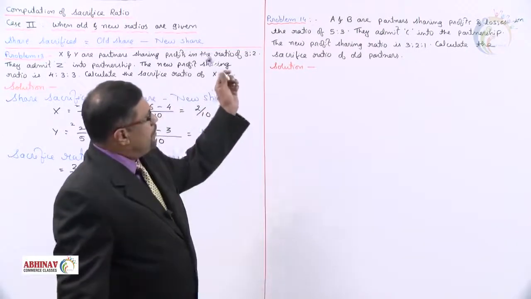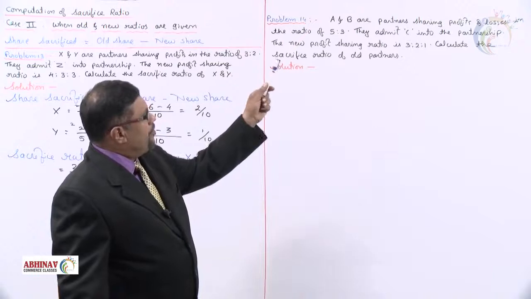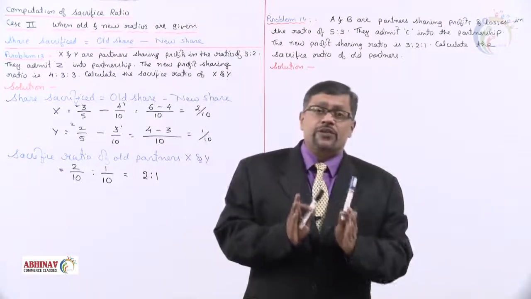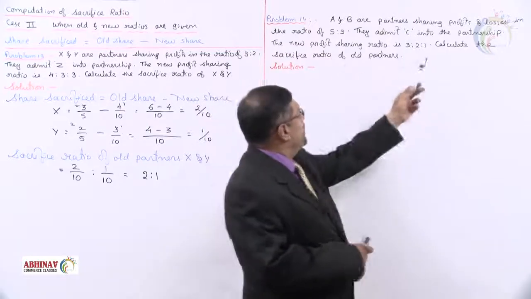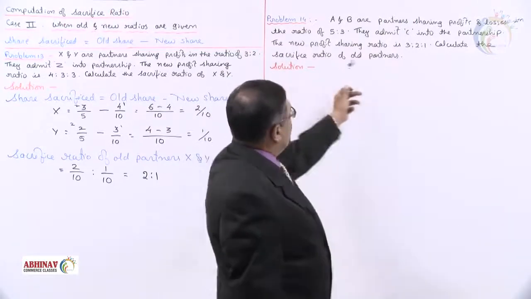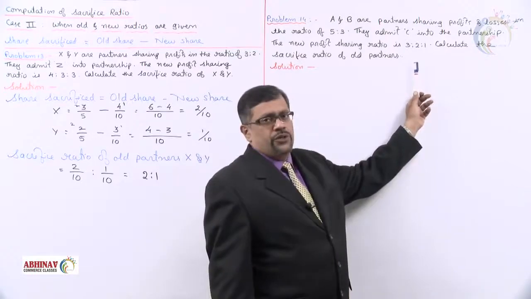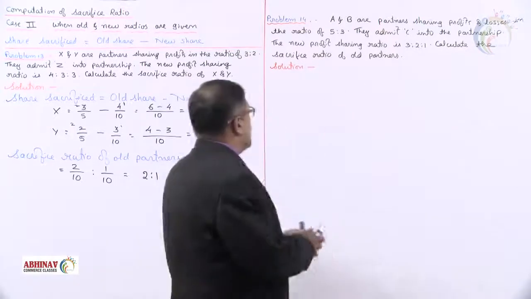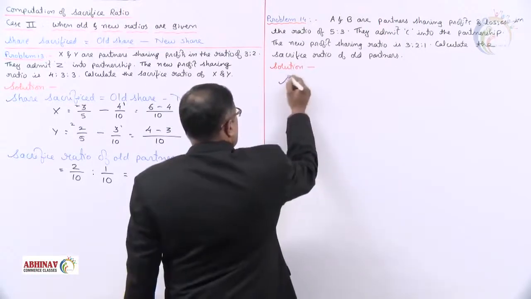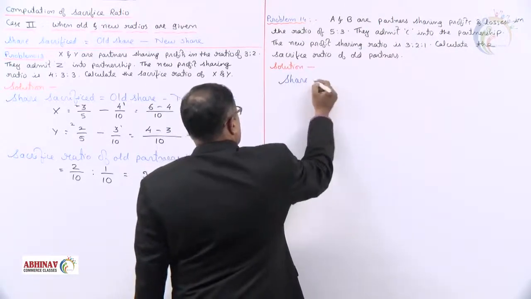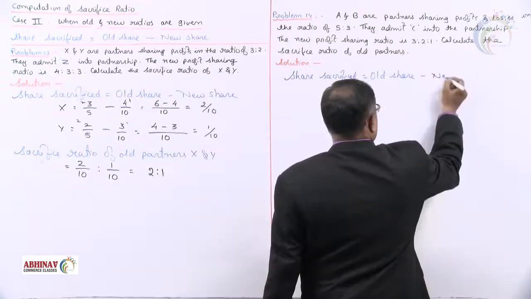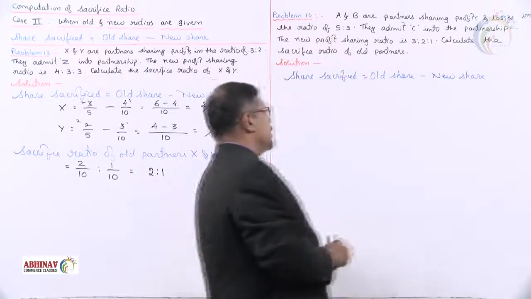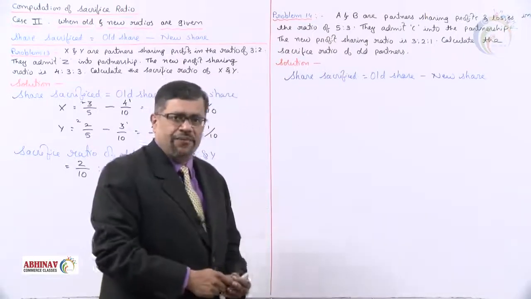Problem number 14. A and B are partners sharing profits and losses in the ratio of 5:3. 5:3 is the old ratio. They admit C into the partnership and the new ratio is 3:2:1. We need to calculate the sacrifice ratio. Again, first, what we'll do is we'll find out the share sacrificed. So old share minus new share is what we get the share sacrificed.